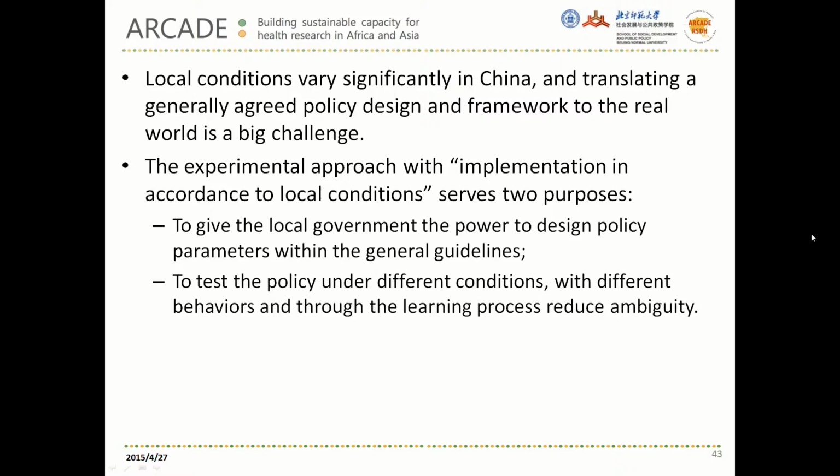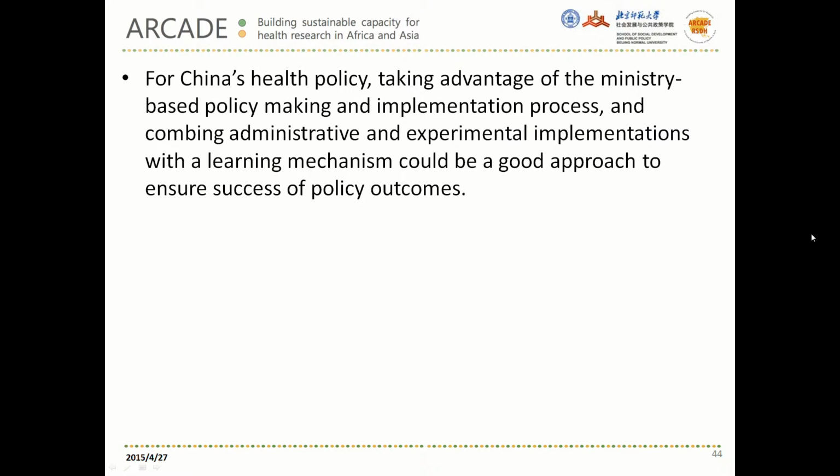The other is to test the policy under different conditions with different behaviors and, through the learning process, reduce ambiguity. That means sometimes you don't know what the result is, but you have to test it. So we always start from the experiment with a 试点. This is the way of implementation.